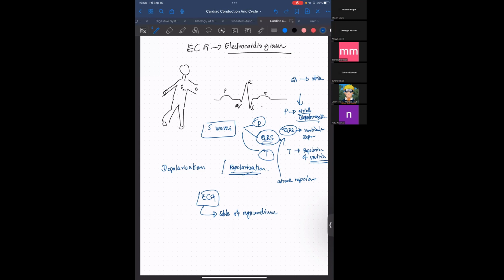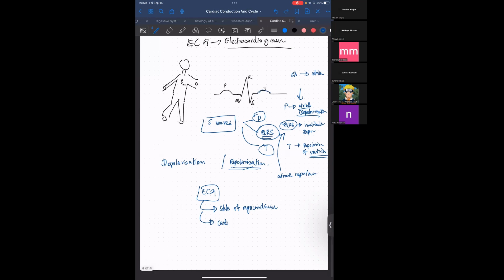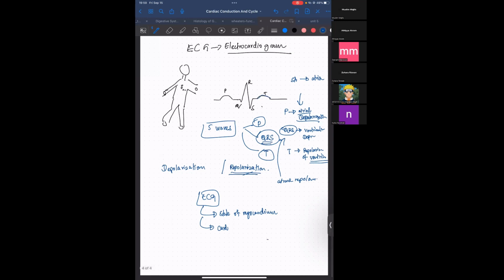And then cardiac conduction. These waves should be seen in an individual. This won't be perfect. You can see a small P like this, then a QRS, then a T wave like this. But then there should not be elevation of this, should not change.